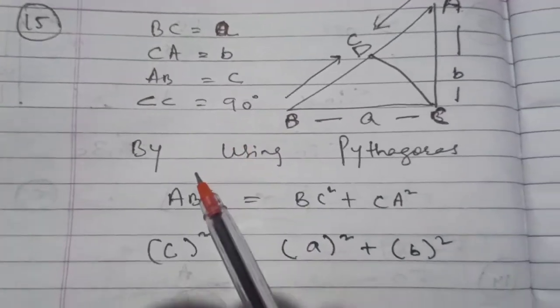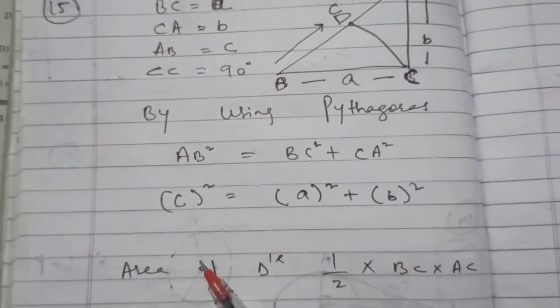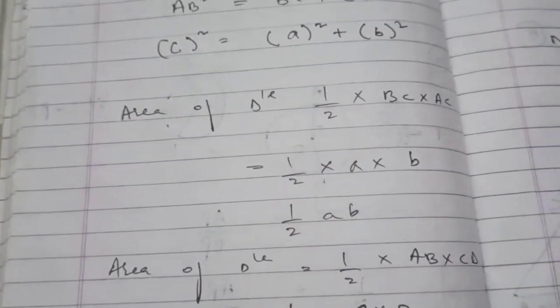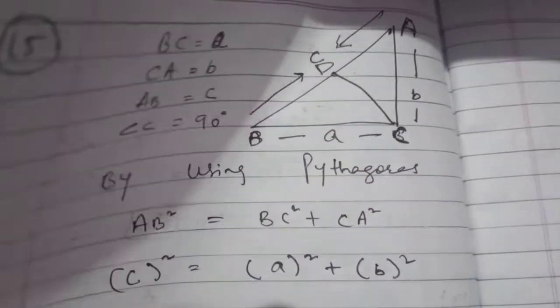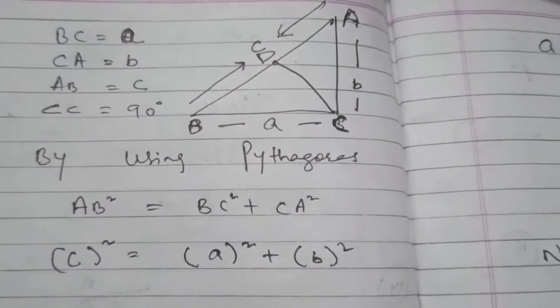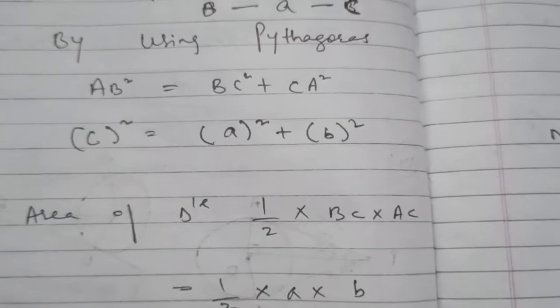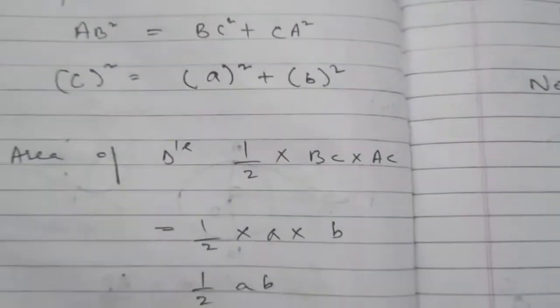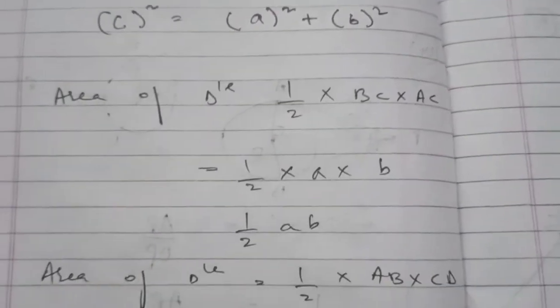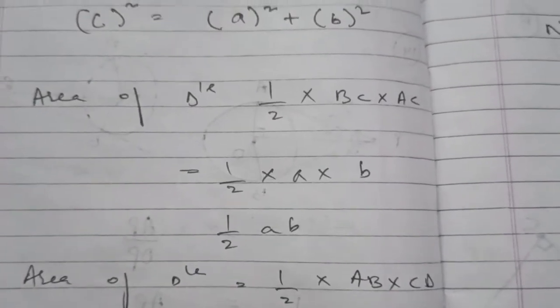Angle C is 90 degrees. By using Pythagoras theorem, we have this. After substituting, we can find the area of the triangle. From two sides we can find half into base into height. Half into base, which is BC, and height, which is AC. One more area of triangle is half into base into height.